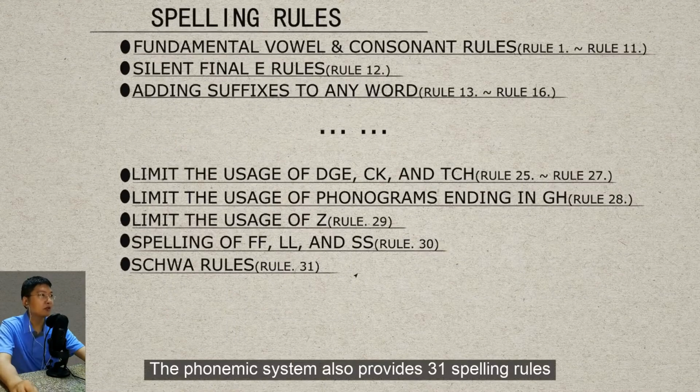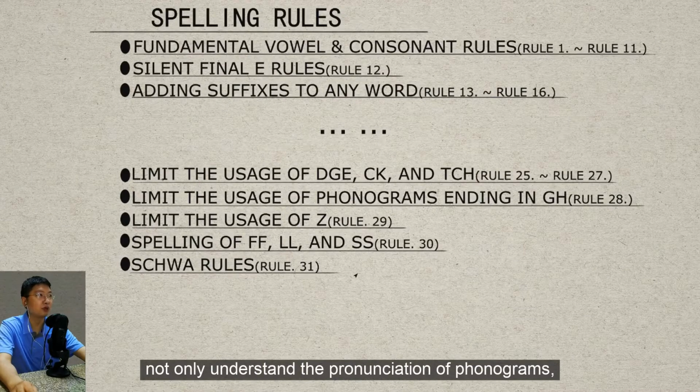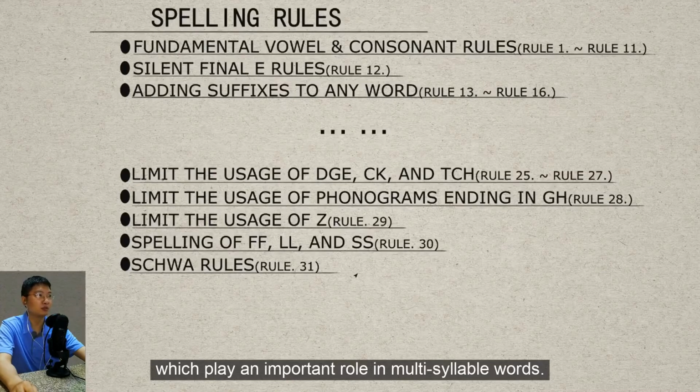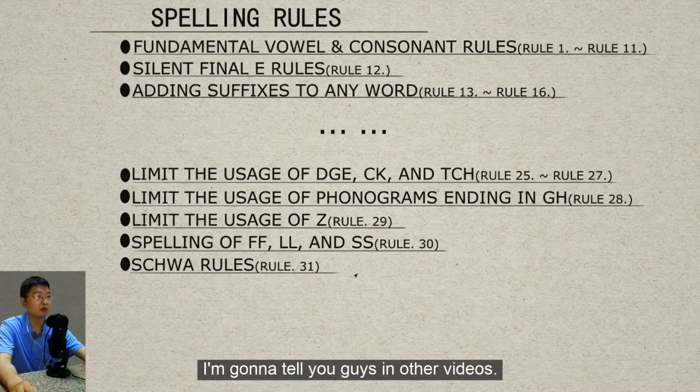The phonemic system also provides 31 spelling rules to help students not only understand the pronunciation of phonograms, but also their relationship with spelling. It covers basic vowel and consonant rules, silent final E rules, how to add suffixes to any word, and other useful tools including schwa rules, which play an important role in multi-syllable words. In this video, I'm gonna briefly introduce some rules as a sneak peek, and for detailed explanation and review of spelling rules, I'm gonna tell you guys in other videos. It's a deal. So let's take a look at the first spelling rule.